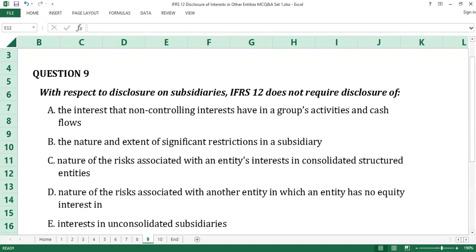Question number 9. With respect to disclosure on subsidiaries, IFRS 12 does not require disclosure of dash. A, the interest that non-controlling interests have in a group's activities and cash flows. B, the nature and extent of significant restrictions in a subsidiary. C, nature of the risks associated with an entity's interests in consolidated structured entities. D, nature of the risks associated with another entity in which an entity has no equity interest in. E, interest in unconsolidated subsidiaries. Time counts.